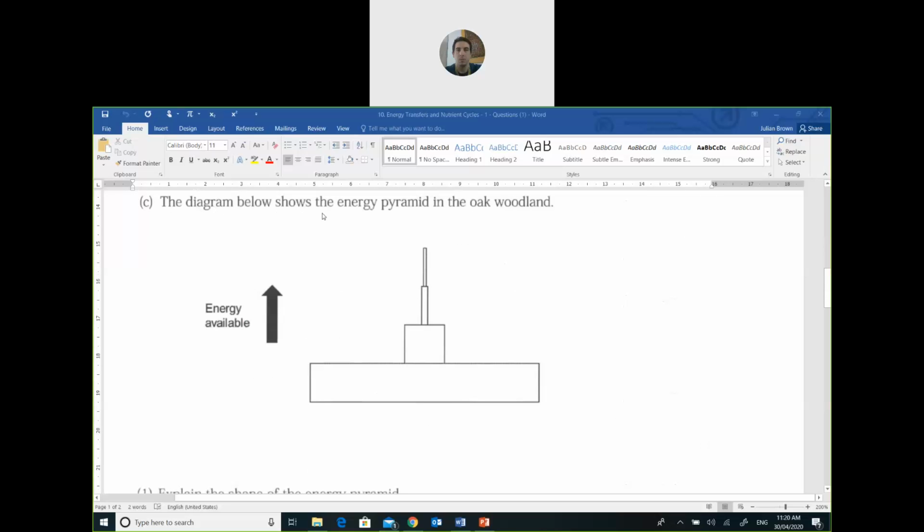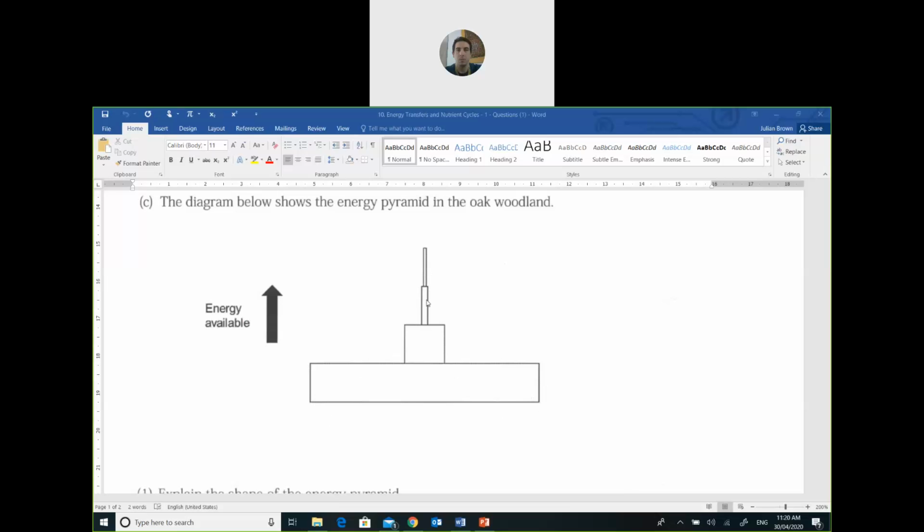All right, so the diagram below shows an energy pyramid in the oak woodland. We can see the amount of energy available at each different trophic level. So we have our first trophic level here, which has the majority of energy available. This would represent our primary producer, so our plant life and how much energy is available at the plant level. This would be our primary consumer, secondary consumer, tertiary consumer.